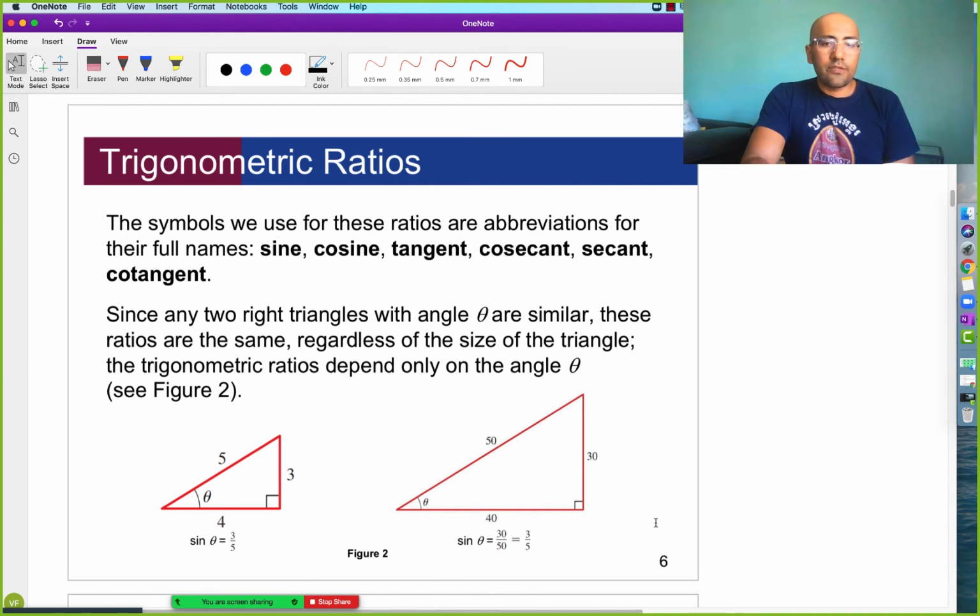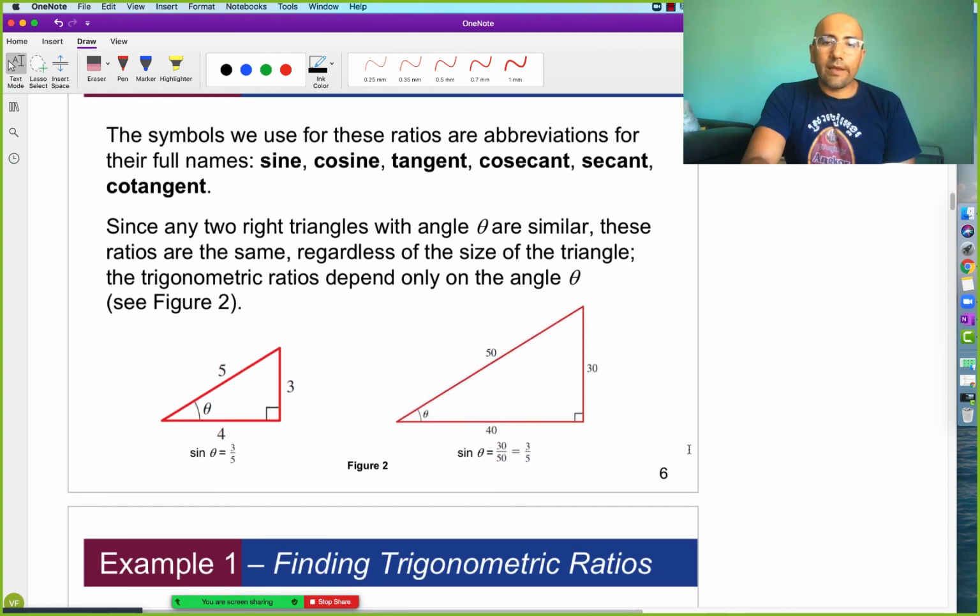So the symbols we use for these ratios, or abbreviations for the full names, are sine, cosine, tangent, cosecant, secant, and cotangent. Right? I think all of this is pretty familiar. Since any two right triangles with angle theta are similar, these ratios are the same. So regardless of the size of the triangle, the trigonometric ratios depend only on theta. Good. So sine of theta is opposite over hypotenuse, that's 3/5. But if we have a bigger triangle that is a similar triangle, it has the same angle theta, then opposite over hypotenuse would still be the equivalent ratio of 3/5.